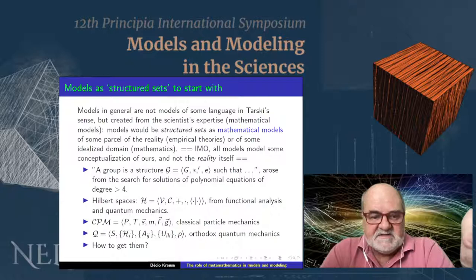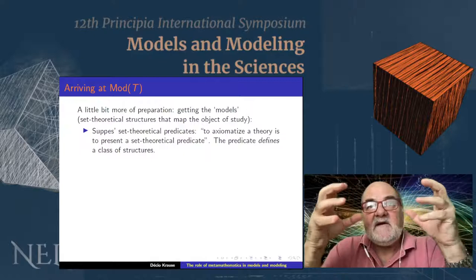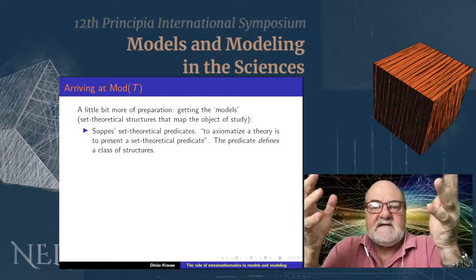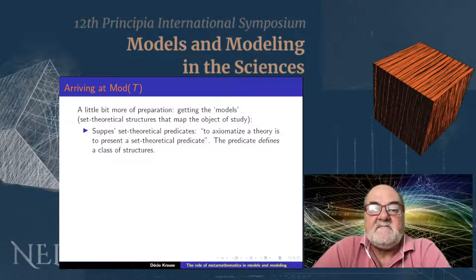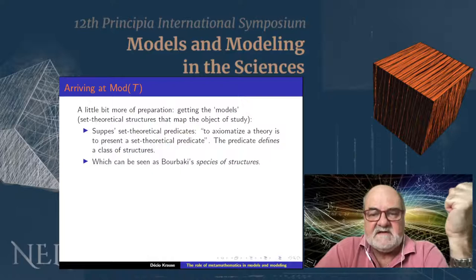But how do we get to the models? That's the fundamental question. A little bit more on preparation. That is, in saying how we get the models, we need some definitions to provide the way. Getting the models: set-theoretical structures that map the object of study. Set-theoretical predicates may be a case which provides the models. To axiomatize a theory is to present a set-theoretical predicate. The predicate defines the class of structures which obey the predicate. These are the models of the predicate, which can be seen as Bourbaki's species of structures.